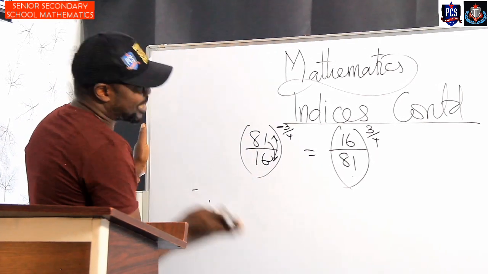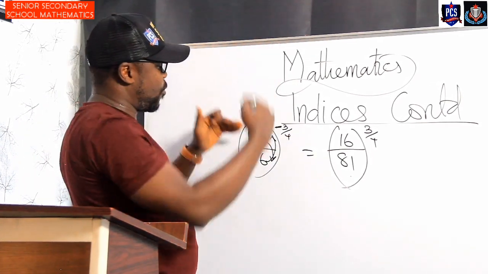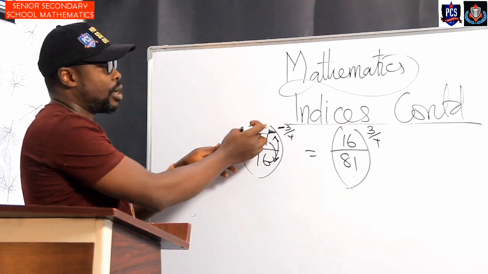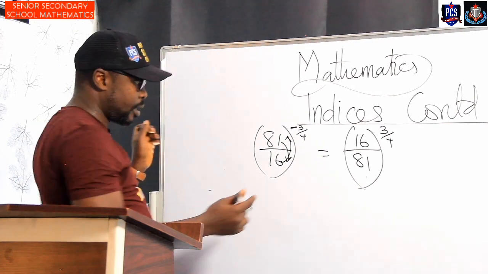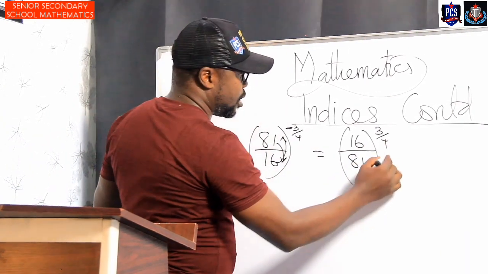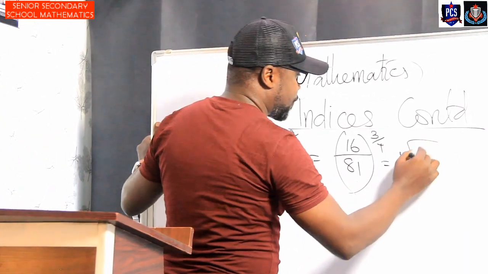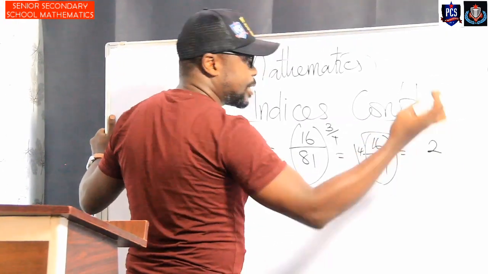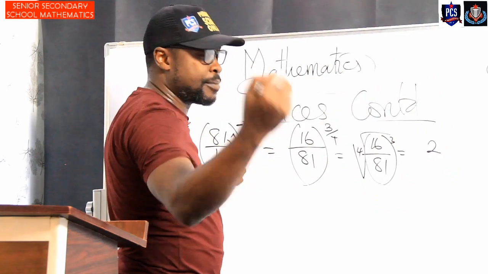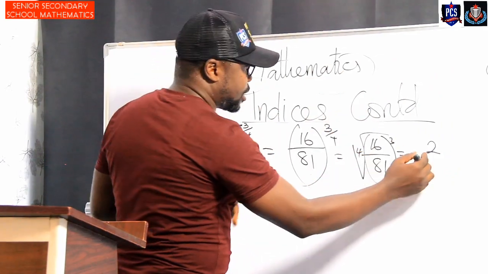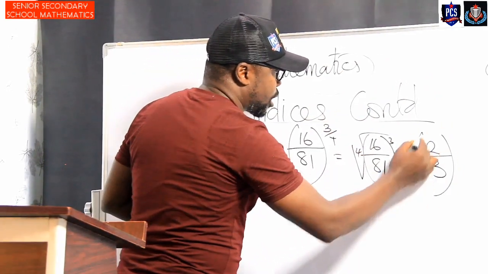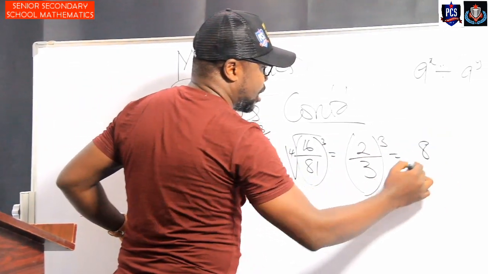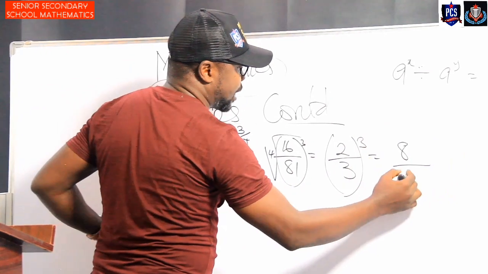So instead of wasting my time saying 1 over 8, 1 over 16, I simply say 16 over 81. Which will now give us the 4th root of 16 over 81 raised to power 2. That is 2 times 2 times 2 times 2. The 4th root of 81 is 3. All raised to power 3. 2 raised to power 3 is 8. Of course, 3 raised to power 3 is 27.